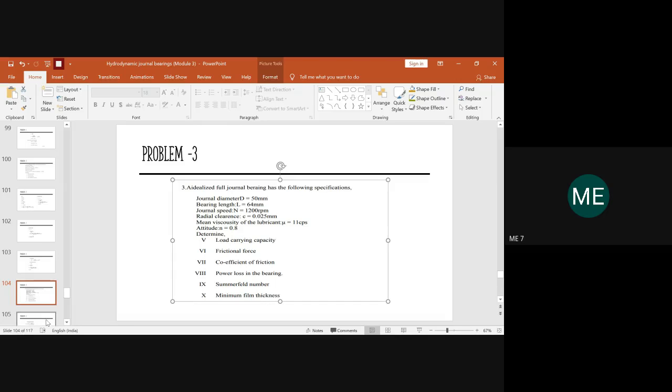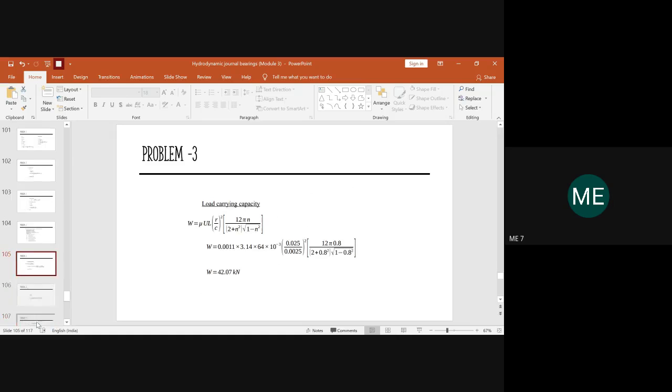So based on the data, first we need to calculate the load bearing capacity. So the load carrying capacity equation we have. You will write down the equation for load carrying capacity for the given journal, which is the same thing that I told in the previous problem.